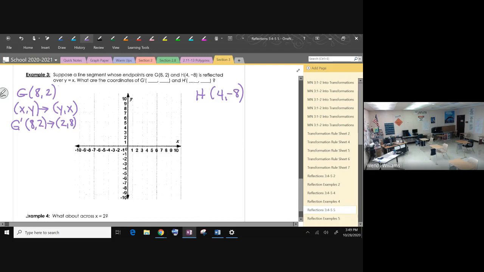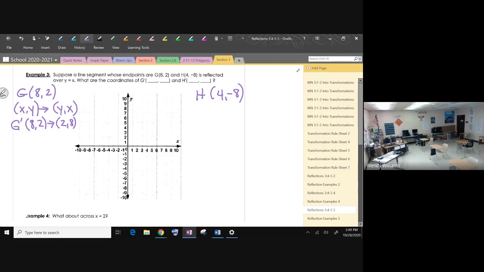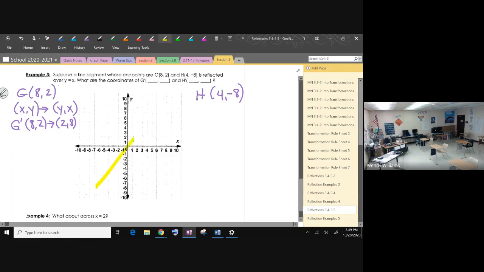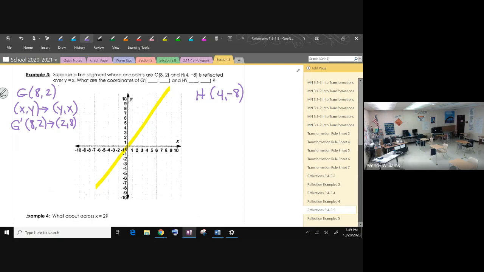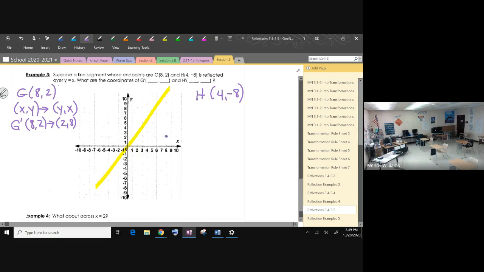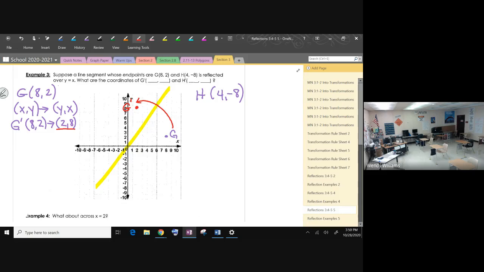So let's graph both of them. First off, we said y equals x is the diagonal that goes through the origin in the positive manner. My original point for G was 8, 2. So we should be jumping over this line of symmetry up here. We're switching the x for the y and the y for the x. And as you see, it becomes 2, 8: over 2 and up 8. And we're right where we expect it to be. And then we're going to do the next coordinate.